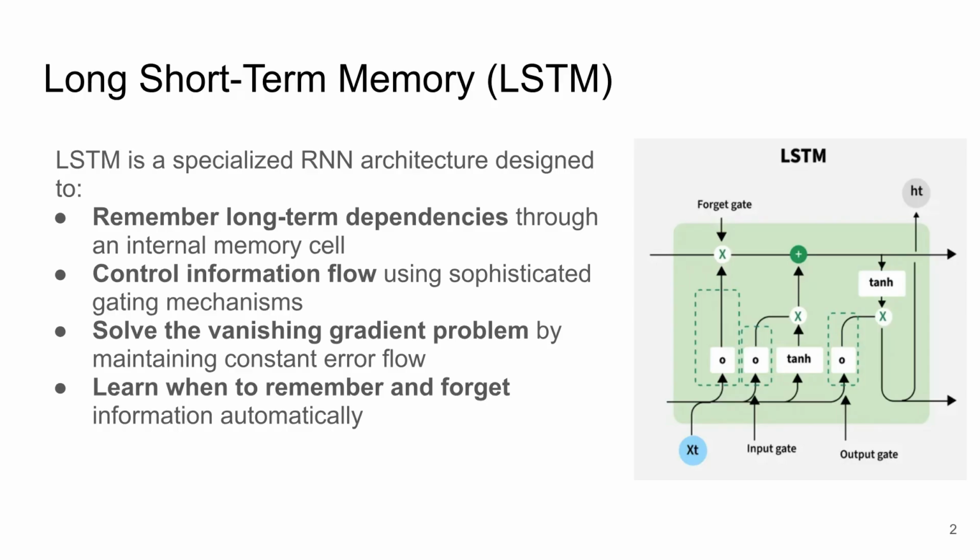Second, they control information flow using sophisticated gating mechanisms. These gates act like valves that decide what information to keep, what to forget, and what to output. Third, and most importantly, LSTMs solve the vanishing gradient problem by maintaining a constant error flow through the cell state. This allows the network to learn from events that happened many time steps ago. Finally, LSTMs learn automatically when to remember and when to forget information, making them incredibly powerful for sequence modeling.